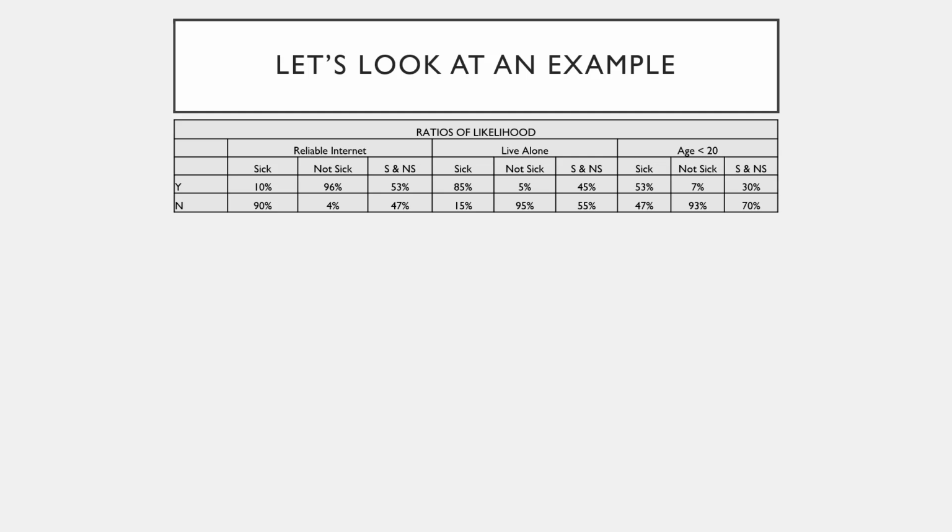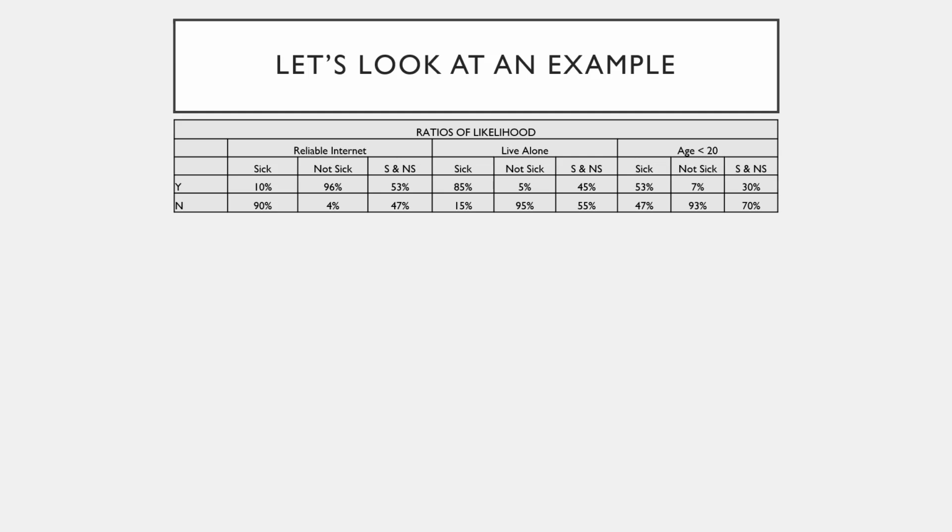93% of the people who are under the age of 20 are not sick. Sorry, the other way around. 93% of the people who are not sick are under the age of 20. Similarly, amongst the sick people, 53% of the people who are sick are under the age of 20 and 47% are not. And then the final column just shows the overall prevalence of being sick or not sick.